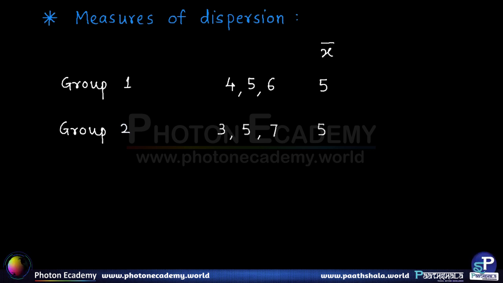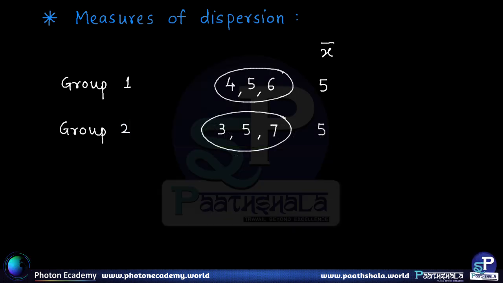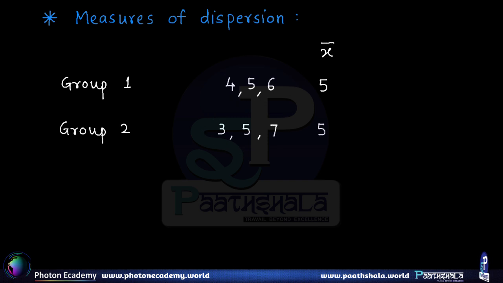But if the mean is same, does it mean that both the groups themselves are exactly same or identical? So definitely we can see that they are not identical. So even if their mean is same, the groups themselves are not same. There is some subtle difference between them.